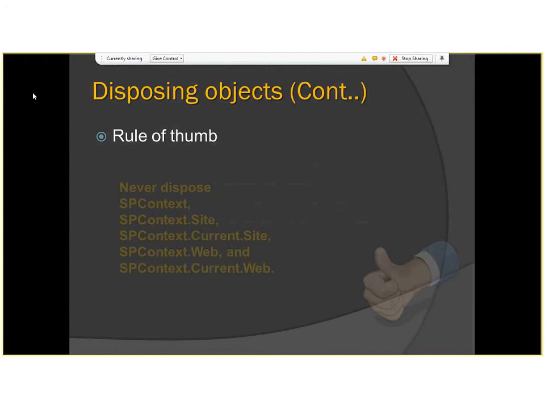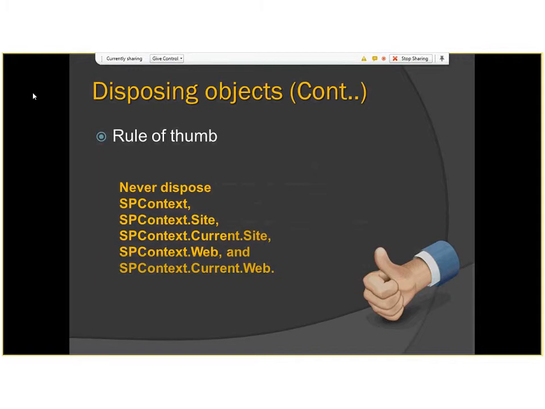Never dispose SPContext, SPContext.Site, SPContext.Current.Site, SPContext.Web, or SPContext.Current.Web. Never ever dispose these SPContext objects, because these objects are only made once in the life of the SPSite or of the SharePoint.